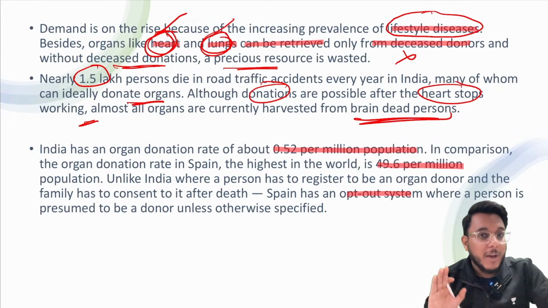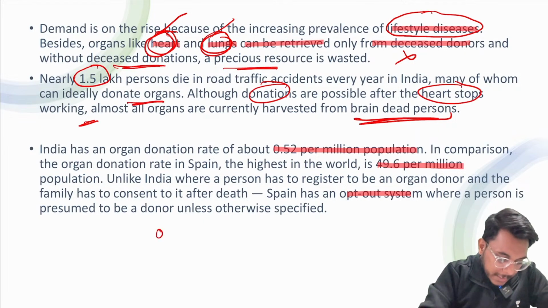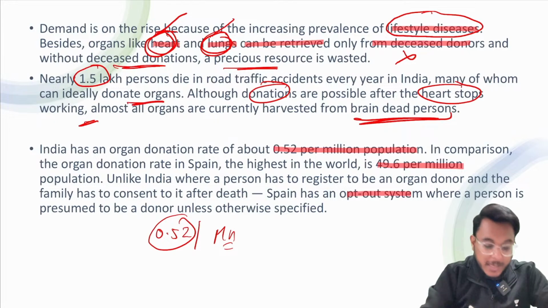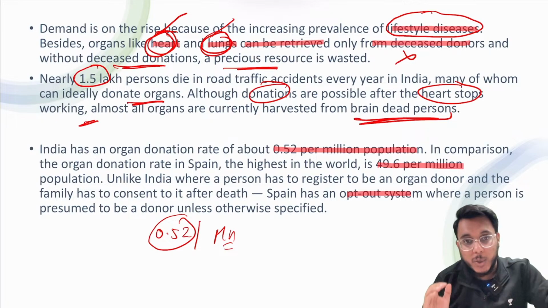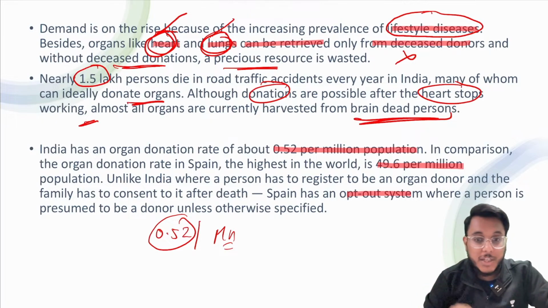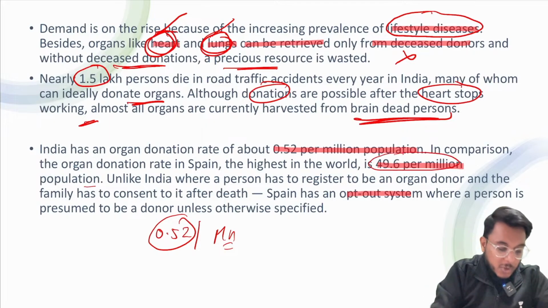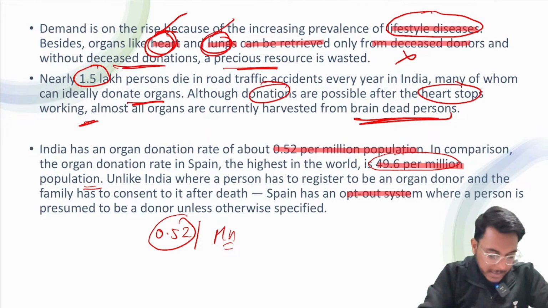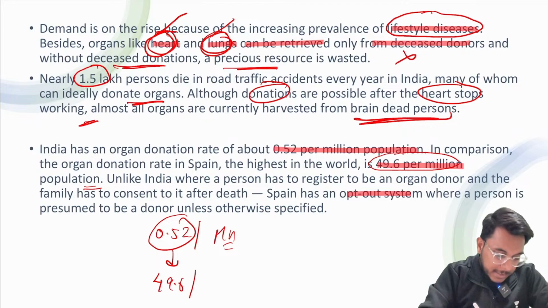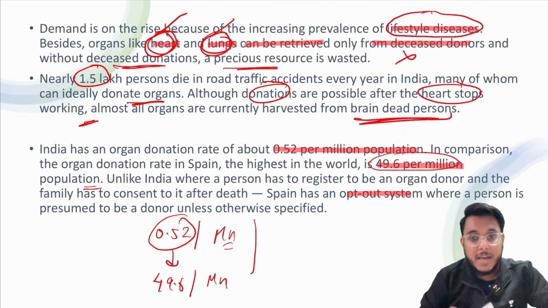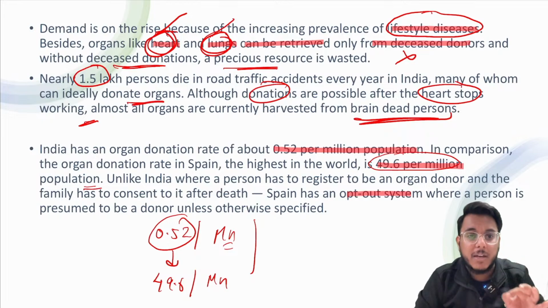Now, when we talk about the organ donation rate in India, it's around 0.52 per 1 million people. So per 1 million people, 0.52 organ donations are happening. The highest organ donation rate is in Spain, around 49.6 per million population. So just compare India, 0.52 per million, and here 49.6 per million. Now, here I am going to explain a very beautiful concept.